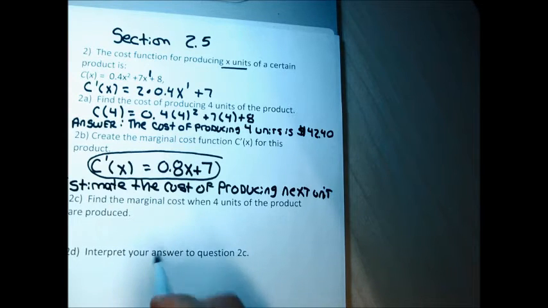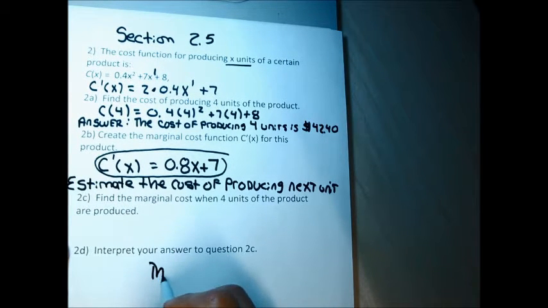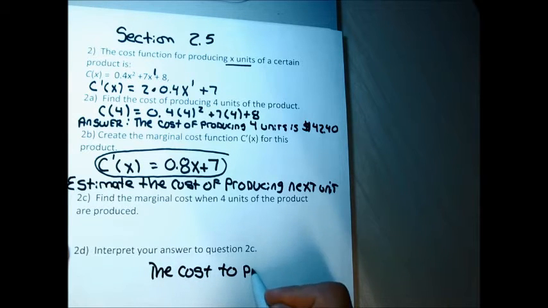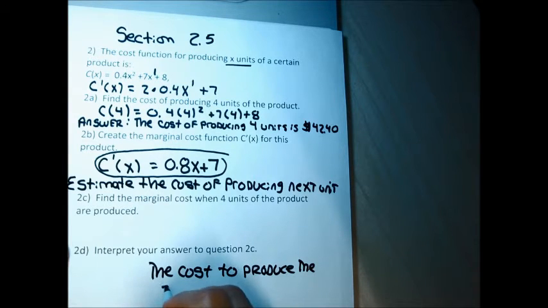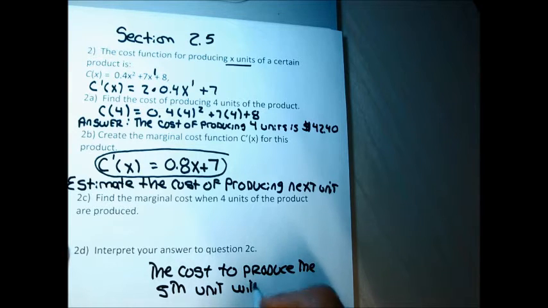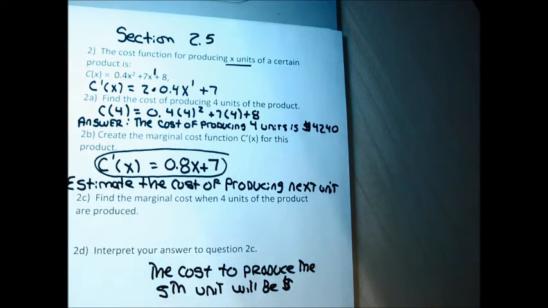So for part D, I'll say the cost to produce the 5th unit will be, it's going to be some dollar amount. There's going to be 2 ways I can get that number. I can get it from the main screen, or I can get it from the graph screen. First I'll get it from the main screen, then I'll get it from the graph screen. It's easier to get it from the graph screen when the functions are ugly.